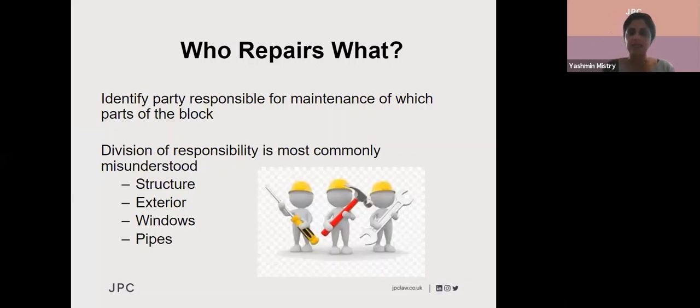Sometimes, as I said, the lease will say that for the first X number of years, the ground rent will be X, and then for the next number of years, it will be Y. But some leases will refer to review provisions, and those review provisions have to be read and implemented essentially. So hopefully that answers that question.